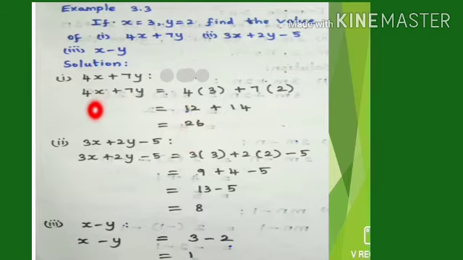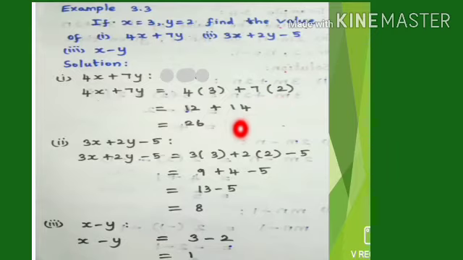So here, 4x plus 7y is the algebraic expression. Here, the values of x and y are given. That is, x is equal to 3 and y is equal to 2. Now, substituting, replacing each variable by the given numerical value. That is, 4 into the value of x is 3 plus 7 into the value of y is 2.